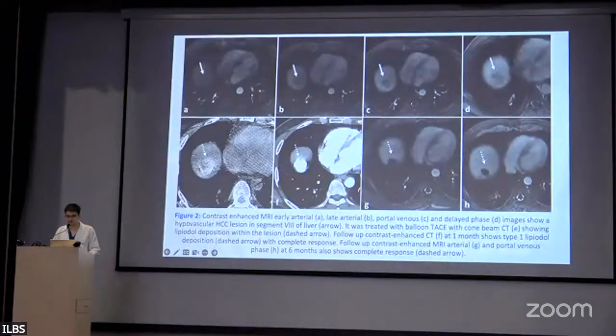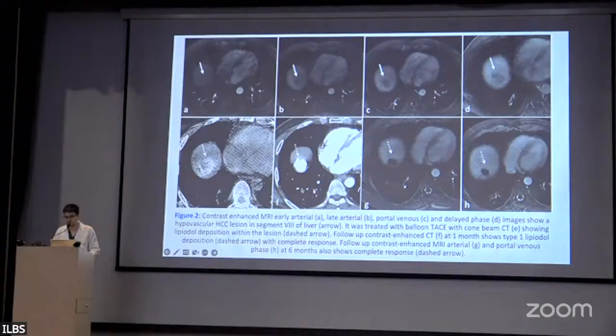Another example, this is the MRI. Again, in arterial, portal venous, and delayed images, we can see that there is no significant arterial enhancement. However, there is washout and a capsule formation consistent with hypovascular HCC. So, balloon TACE was done for this patient. This is the intra-procedure cone beam CT with lipiodol deposition within the lesion.